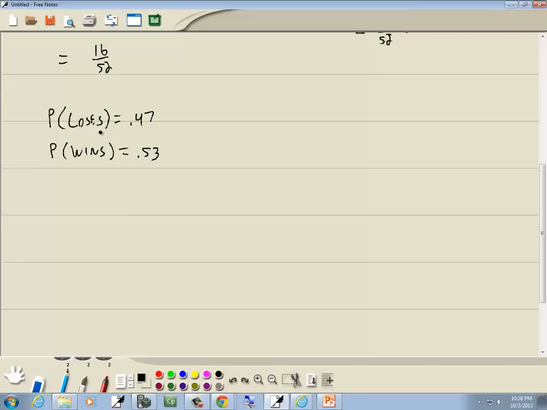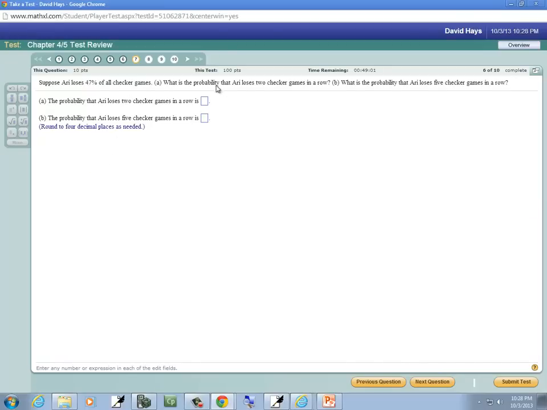Now when I say opposite, win is not necessarily the opposite of lose. It could be draw or so forth. But we like to keep this real simple with one word explanation. Even if it's not technically correct, do not try to make this more complex than that. Okay. What is the probability Ari loses 2 checker games in a row?